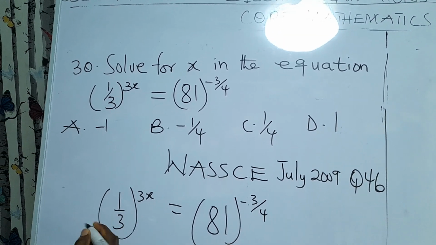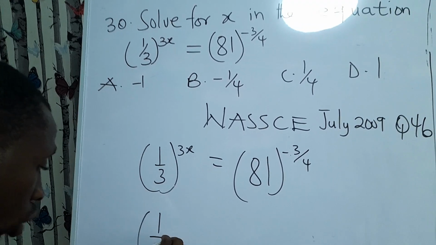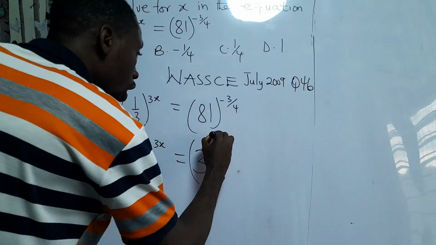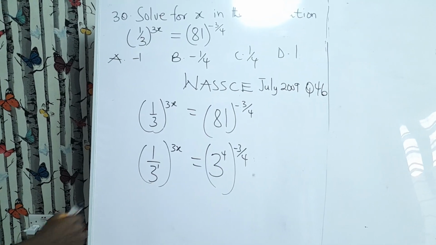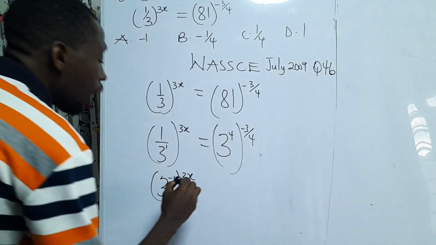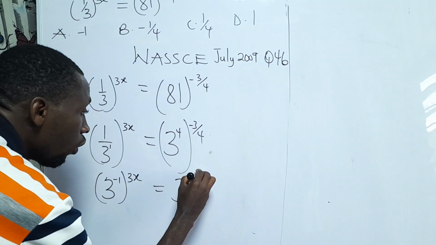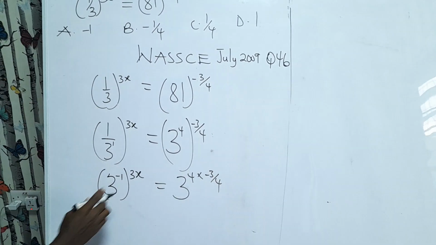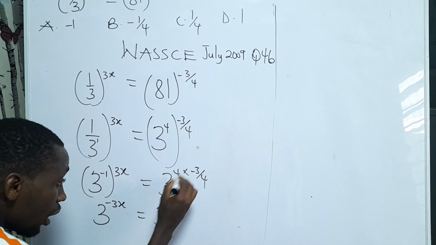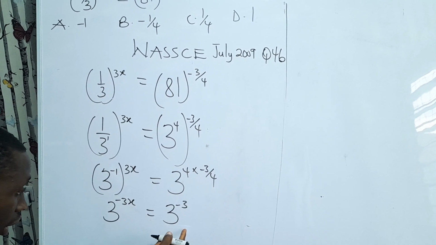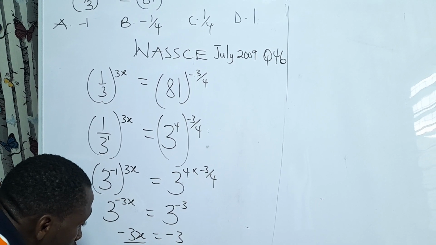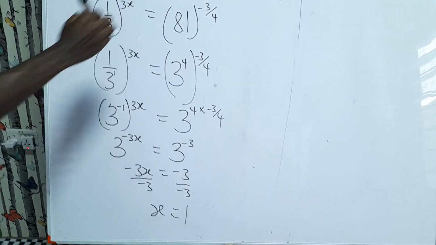So how do we solve this? This 1 over 3 is the same as 3 exponent negative 1, exponent 3x, and to be equal to 81 is 3 exponent 4, exponent negative 3 over 4. So we can rewrite this as 3 exponent negative 1 times 3x, equal to 3 exponent 4 times negative 3 over 4. So we have 3 exponent negative 3x equal to 4 times negative 3 over 4, that will be negative 3. So 3 exponent negative 3. The bases are the same, we can equate the exponents. Negative 3x equal to negative 3. We divide both sides by negative 3. x will be nothing but 1. So the correct answer then is D.